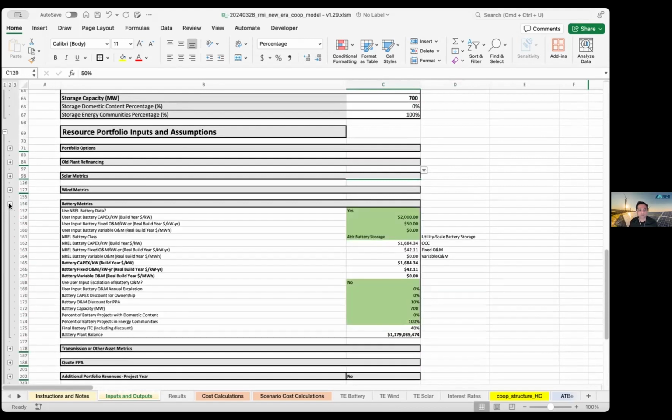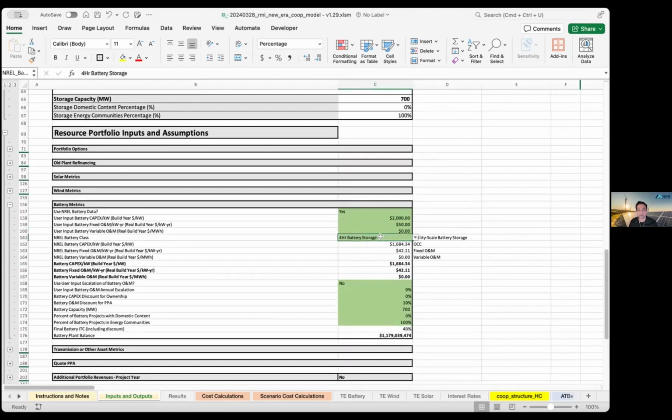I will note that for the battery, things are a little bit different. The main difference in the battery is that you don't have a choice to make about whether a battery can take the ITC or the PTC. It is only eligible for the investment tax credits. I'll note that that's a little different with the utility scale battery storage.